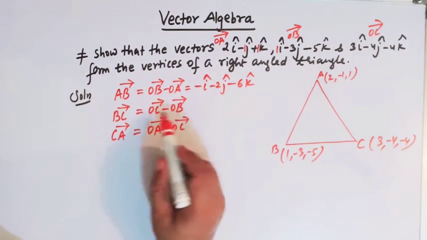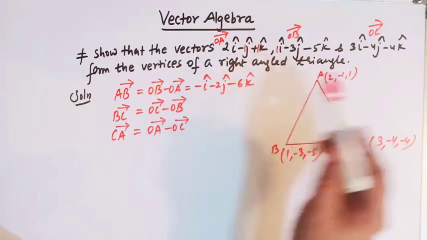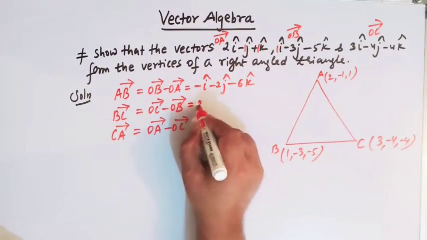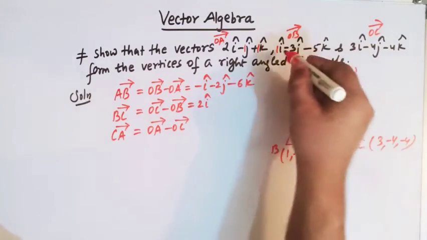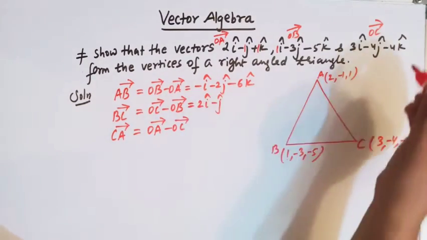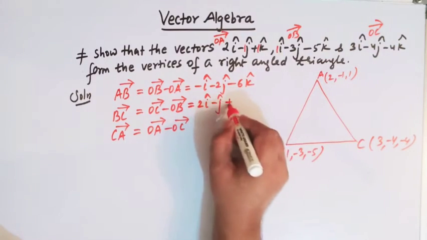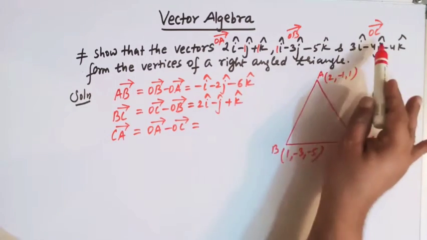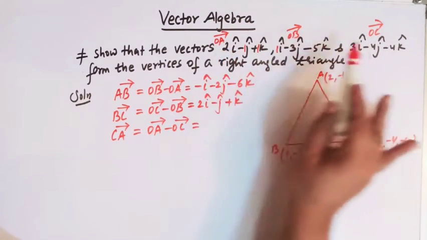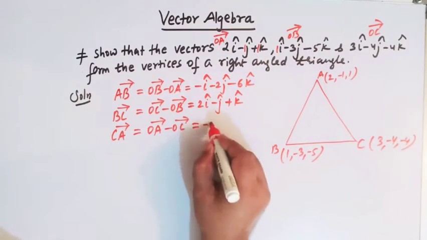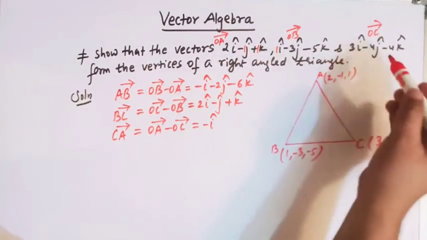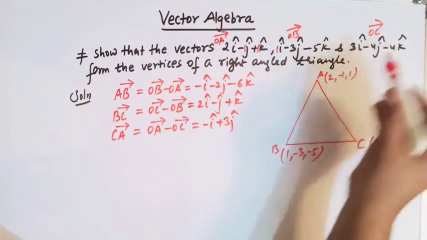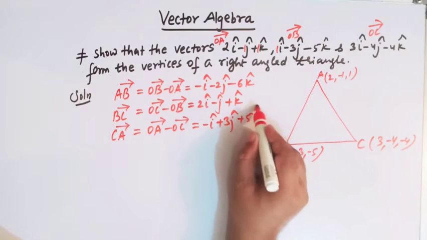Similarly, we have OC minus OB. OC minus OB is 3 minus 1, that is 2i cap, minus 4 plus 3, minus j cap, minus 4 plus 5, that is k cap. And vector CA can be written as A minus C. So we have 2 minus 3, that is minus i cap, minus 1 plus 4, that is 3j cap, and 1 plus 4, that is 5k cap, right?